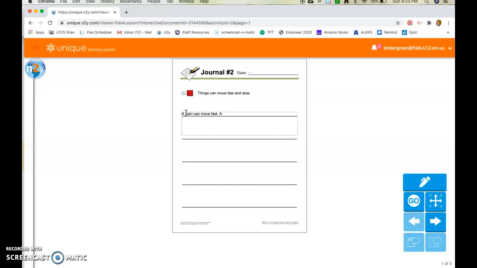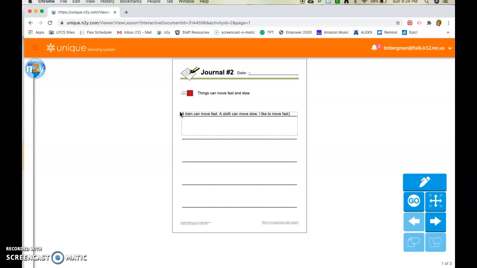I think one of the choices was hot air balloon, but let's choose something else. What can move slow? A turtle could move slow. Maybe somebody in your family is kind of slow, or an animal that you can think of that's quite slow. I'm going to choose a sloth. A sloth can move slow. I like to move fast. So I only wrote one sentence for each one: move fast, move slow, and I like to move fast.